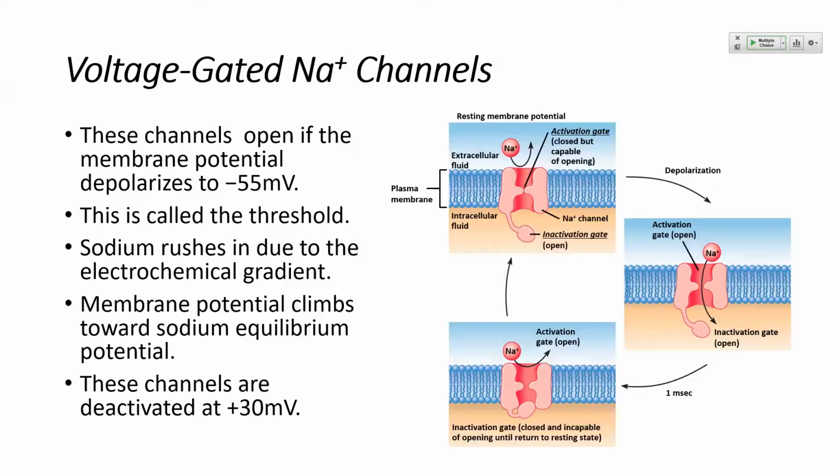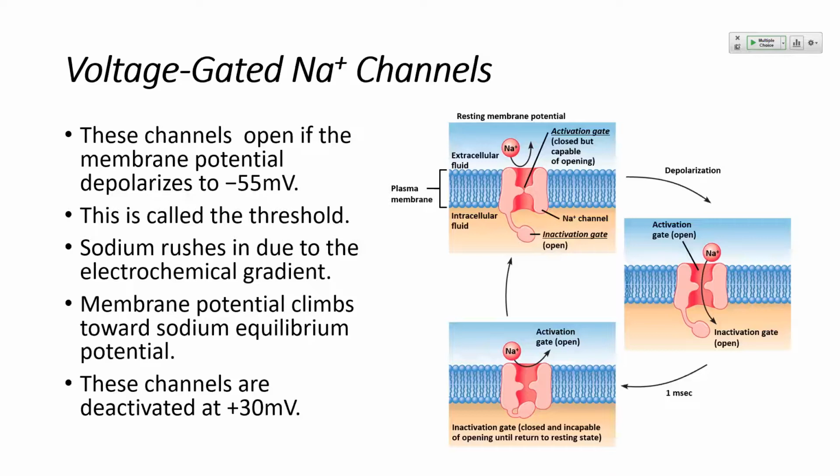And at positive 30, we have these voltage-gated channels deactivating. So the membrane potential never actually gets to the equilibrium potential for sodium because these voltage-gated channels are triggered to close when the membrane potential gets to positive 30. Okay, so they open up at negative 55, the membrane potential climbs, and then they close at positive 30.